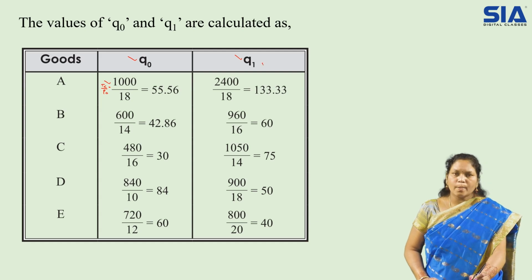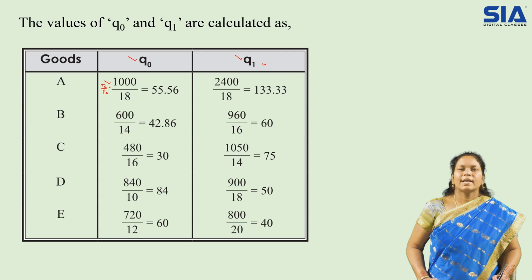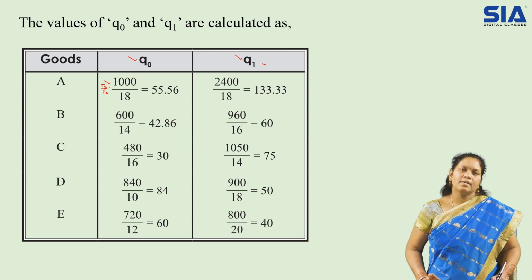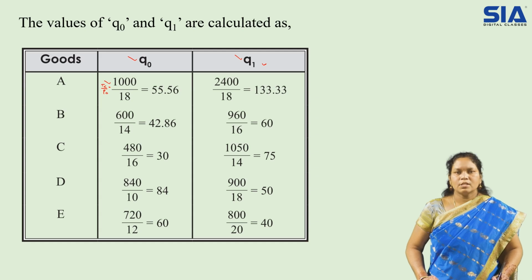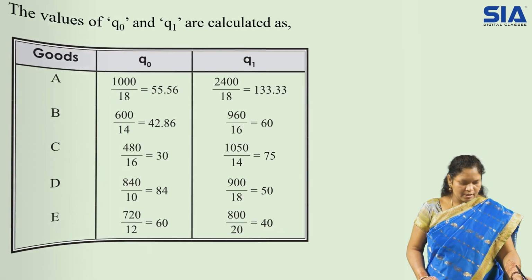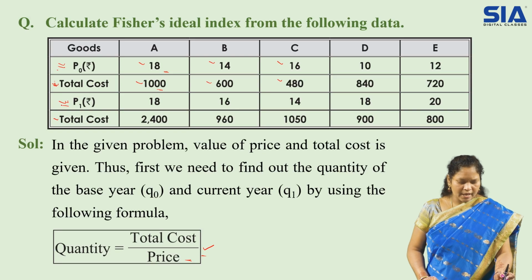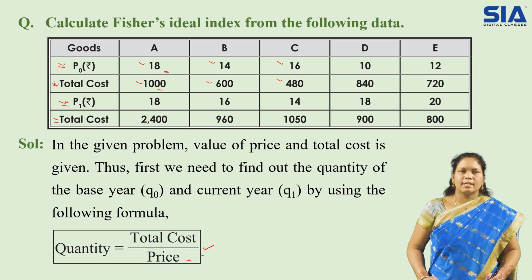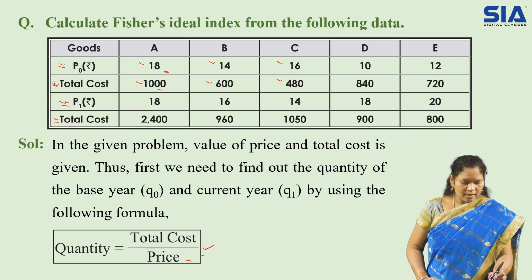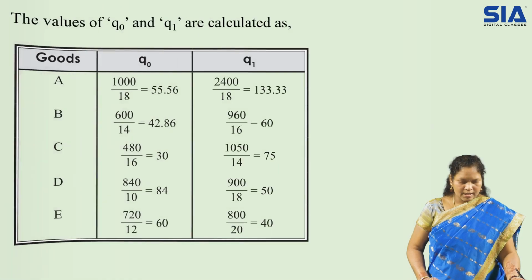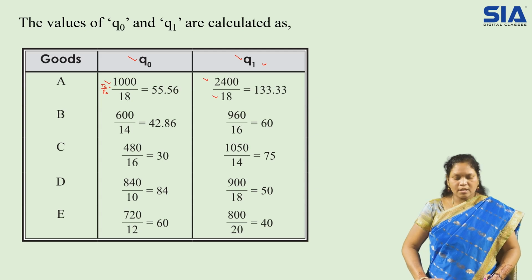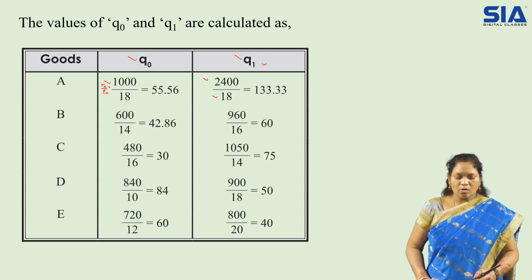Simultaneously let us go for obtaining Q1 also. The same formula again, total cost by price, but here you have to consider current year prices and current year total cost. So let us check it in the table. Here is the P1 value, and the total cost under P1 is the current year cost itself. So here 2400 divided by 18 we have to do. See, 2400 divided by 18 I have done. Similarly, all other values also let us divide and get the column for Q1.